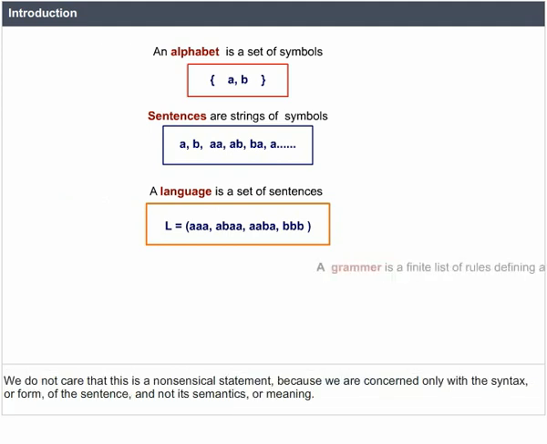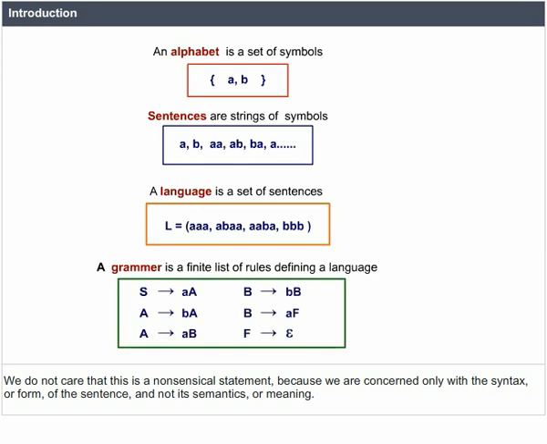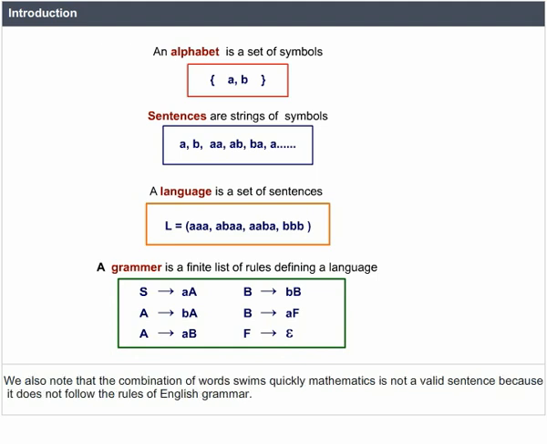We do not care that this is a nonsensical statement because we are concerned only with the syntax, or form, of the sentence and not its semantics, or meaning. We also note that the combination of words "swims quickly mathematics" is not a valid sentence because it does not follow the rules of English grammar.